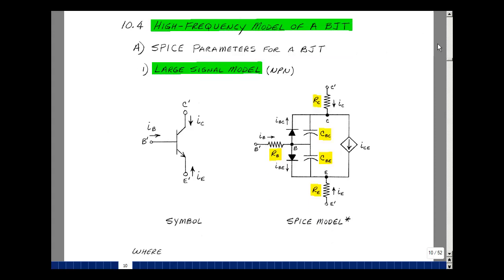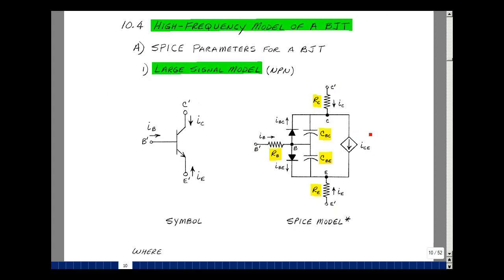We can do that by starting with the model we had previously, where we've got a diode between the base and the collector and a diode between the base and the emitter, and now we can add the forward and reverse bias capacitance associated with those diodes. We can add series resistors for the wires coming in from the collector, base, and the emitter, and also take into account the ohmic contact resistance we have between the wires and the semiconductor. I'll call these terminals collector prime, base prime, and emitter prime.